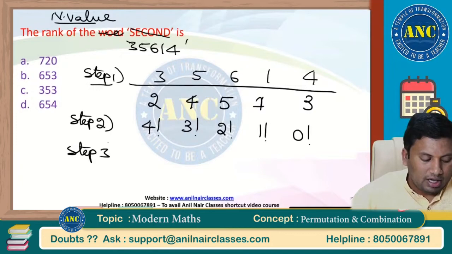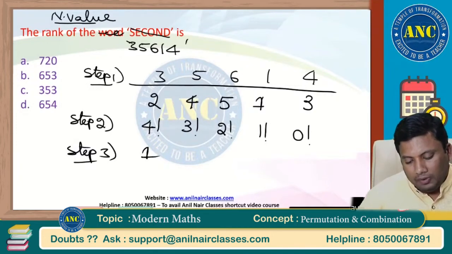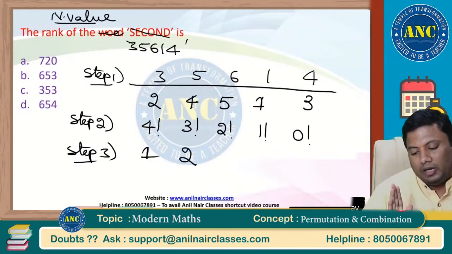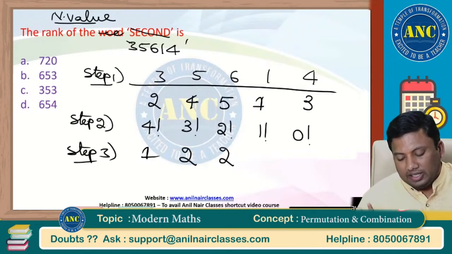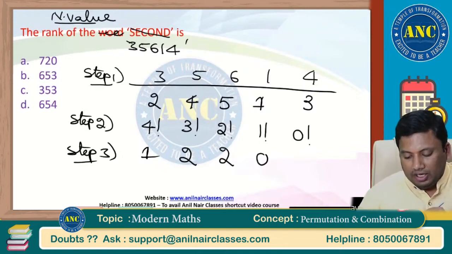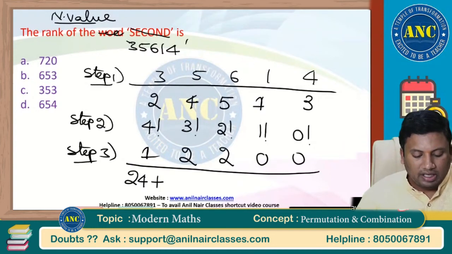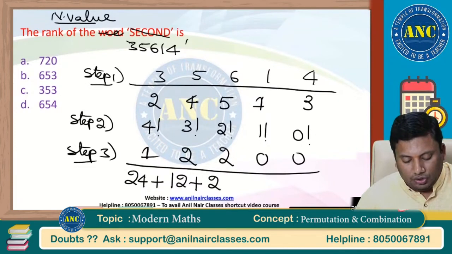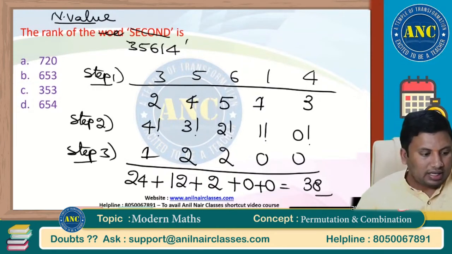Step number 3, how many are to the right side which are less than 3? Only 1 less than 2. How many are to the right side of 5 which are less than 5? Which is 2. How many are to the right side of 6 which are less than 6? 2. How many are to the right side of 1 which are less than 1? This is nothing but 0. So 4 factorial, 24 ones are 24. 6 twos are 12. 2 factorial into 2, which is 2. This is nothing but 0 plus 0. 14. 14 plus 24, 38.